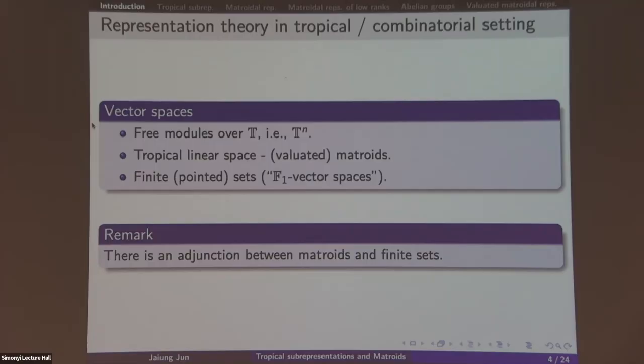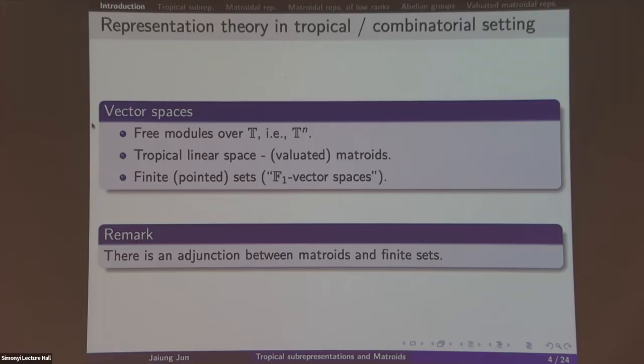And the last one is finite pointed sets, which are also called F1 vector spaces, because in F1 geometry, people started using finite pointed sets as a replacement of vector spaces. And the idea is fairly simple: without addition and scalar multiplication, what it means to be a vector space is simply a fixed basis. So a finite pointed set here is just a fixed basis.